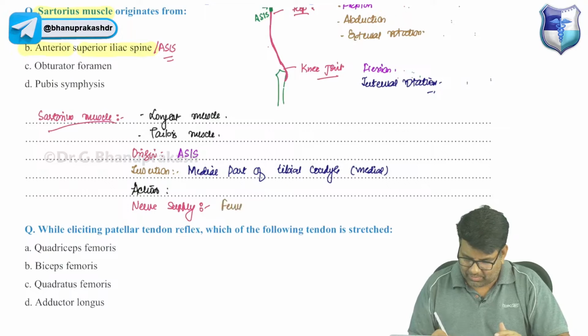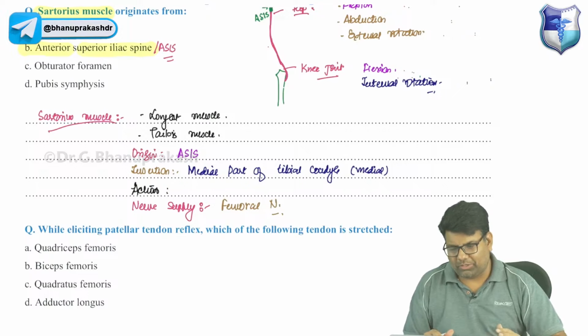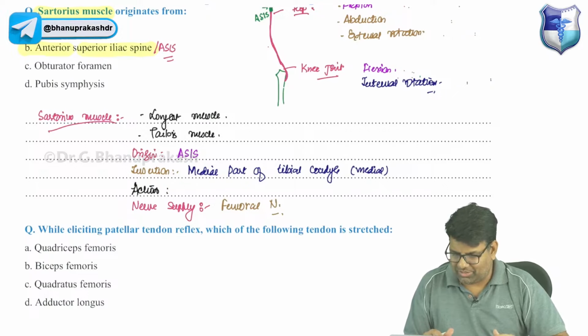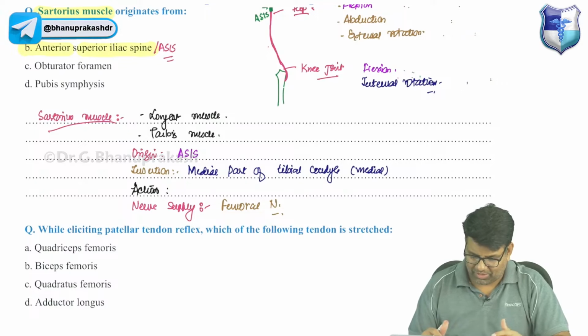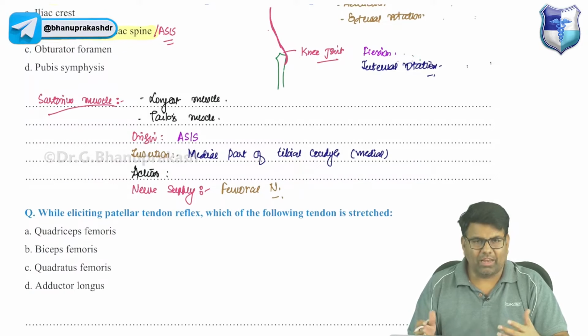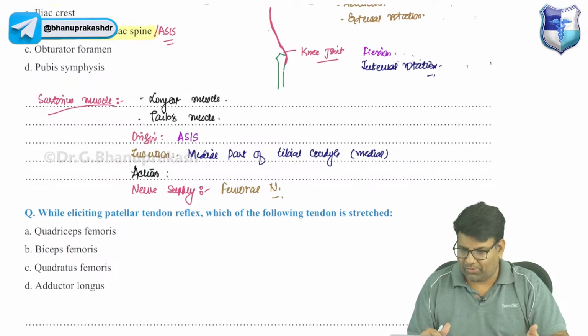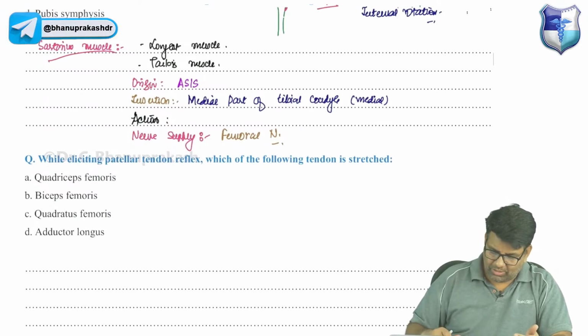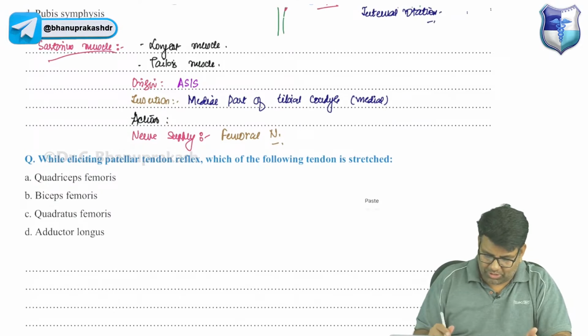Anyway, it is femoral. Okay. So please remember this much about Sartorius muscle, and yes, it is a muscle of the anterior compartment of thigh along with quadriceps femoris. Right? We'll move on to next question.